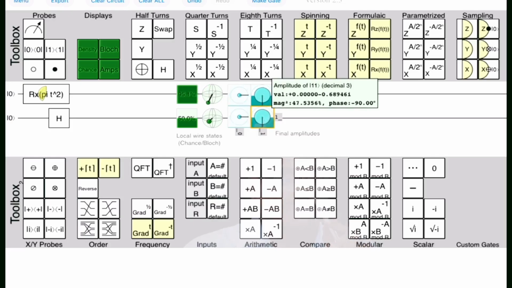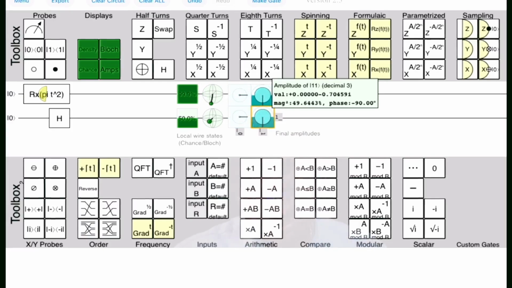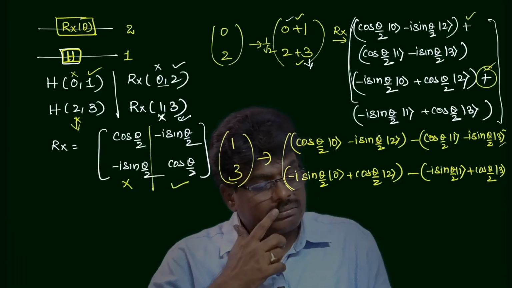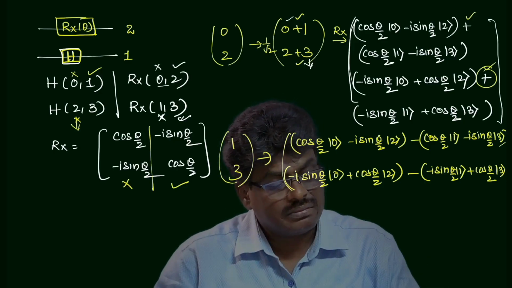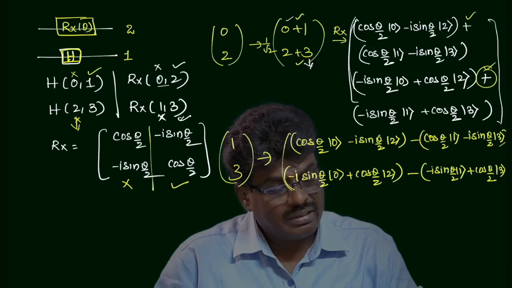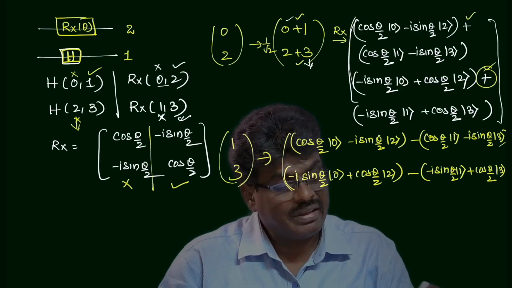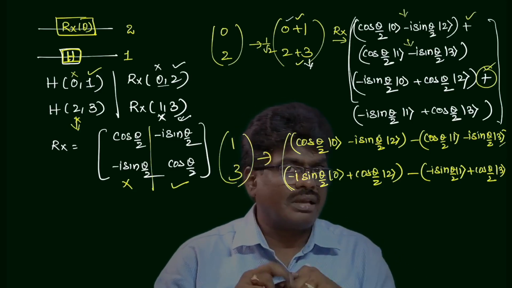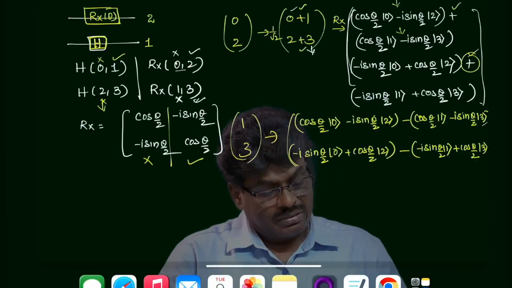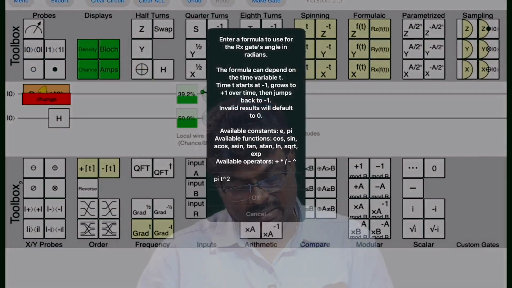minus i pi by 2, e raised to minus i pi by 2 something. Let us check what we got. Yeah, this one. See here carefully. So for 0 and 1 we are having a plus, if you observe carefully, but for 2 and 3 we are having a minus.